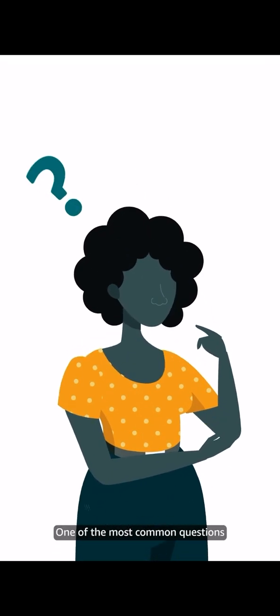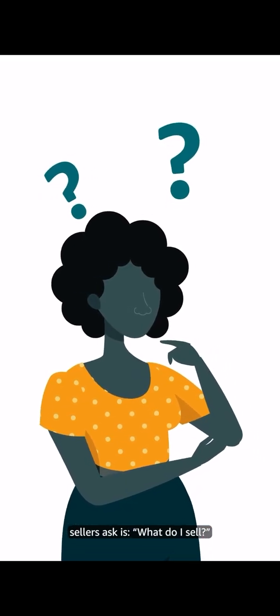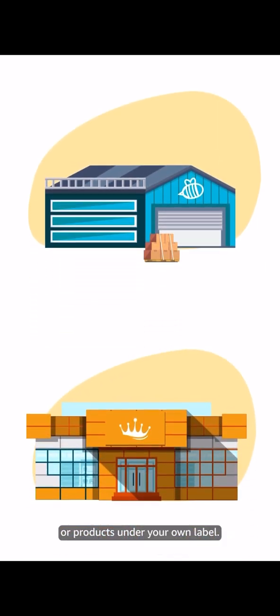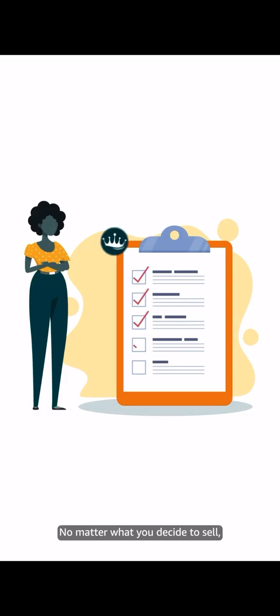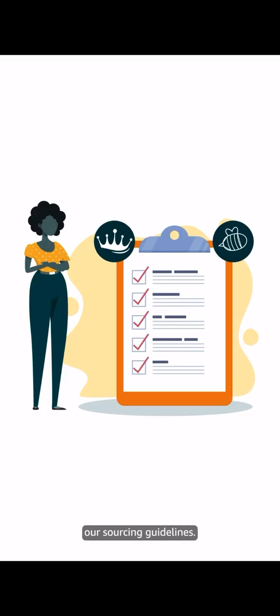One of the most common questions sellers ask is, what do I sell? As an Amazon seller, you can sell products from either a third-party brand or products under your own label. No matter what you decide to sell, it's important to know about our sourcing guidelines.